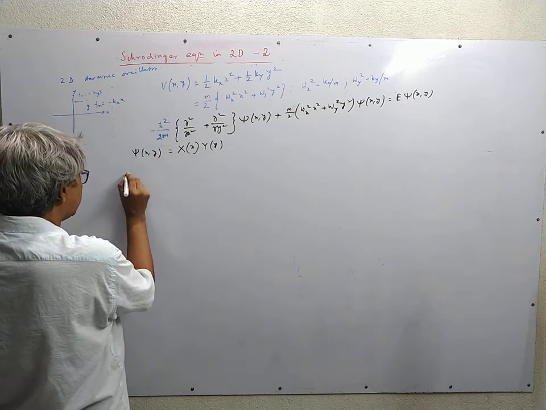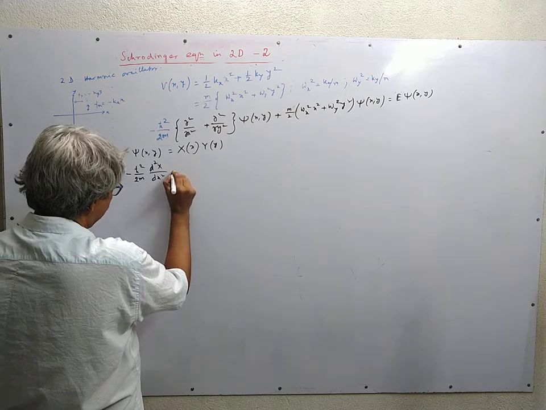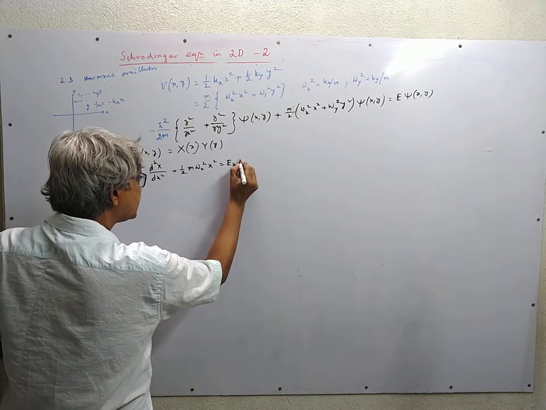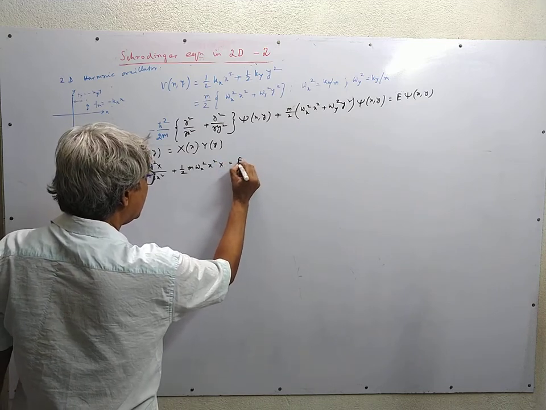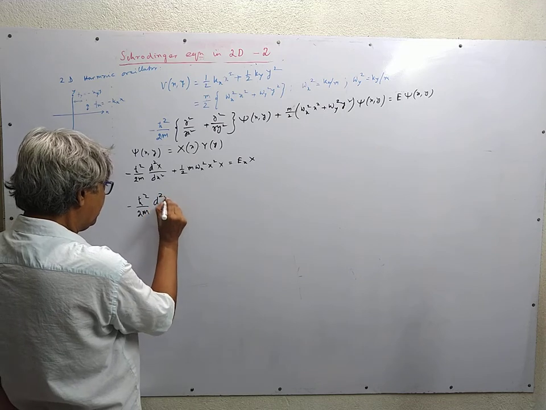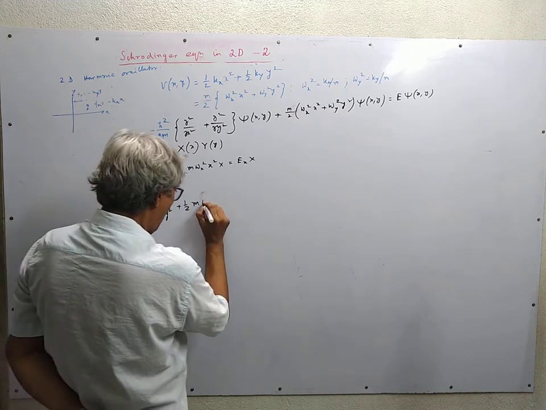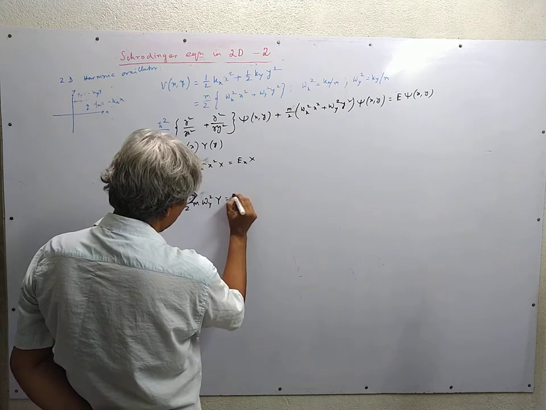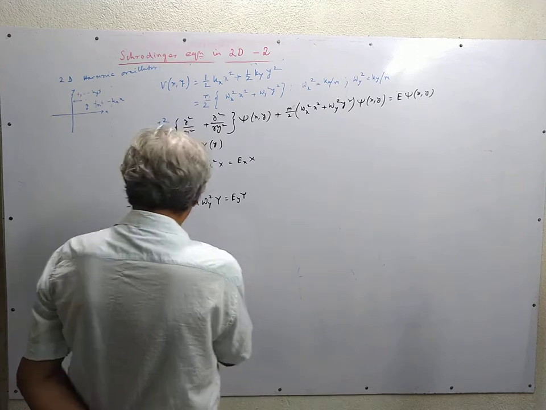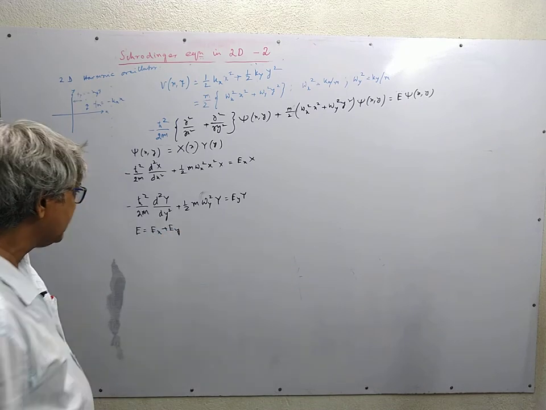and then the x equation becomes minus h cross square by twice m d2X dx2 plus half m omega x square x square X is equal to Ex X, and this one is minus h cross square by twice m d2Y dy2 plus half m omega y square y square Y is equal to Ey capital Y, where we have written E, the total energy, as the sum of the energies along x motion and y motion.